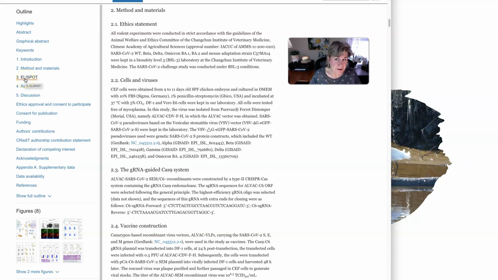ELISpot, it's like ELISA, it's an enzyme assay. That's just one of the methods here.